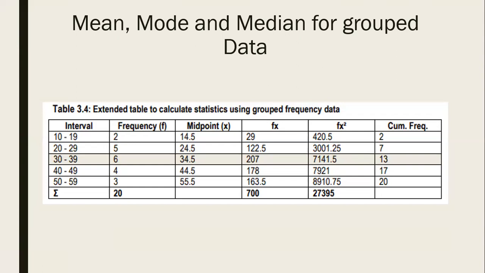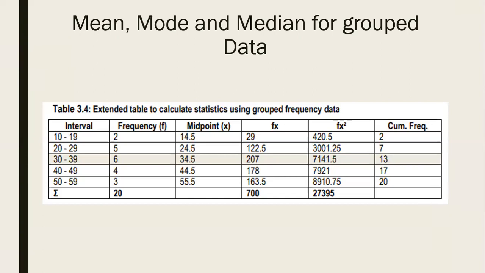Now, to calculate the midpoint, you take the lower limit of that class plus the upper limit of that class, and you divide by 2. In this case, 10 plus 19 gives 29, divided by 2 gives 14.5. 20 plus 29 gives 49, divided by 2 is 24.5. 30 plus 39 gives 69, divided by 2 is 34.5. That is how you calculate your midpoint.